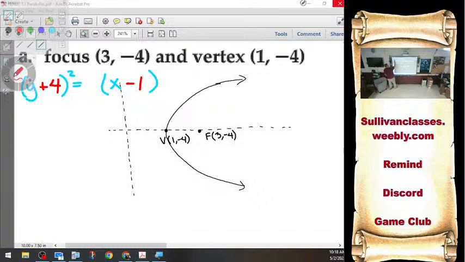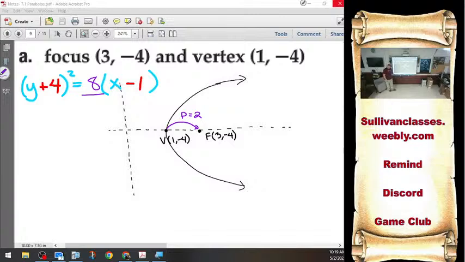And then, to find the focus, I go p in that direction. So if p is 2, then my 4p value in the equation, is it positive or negative 8 though? Because it's opening towards the positive side of the graph.